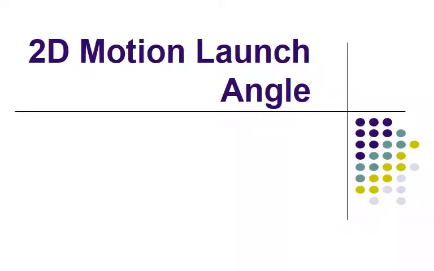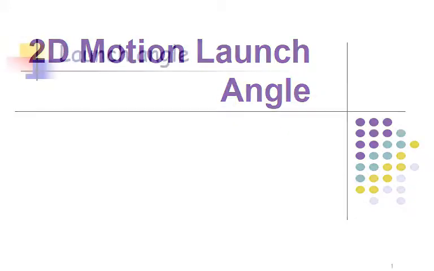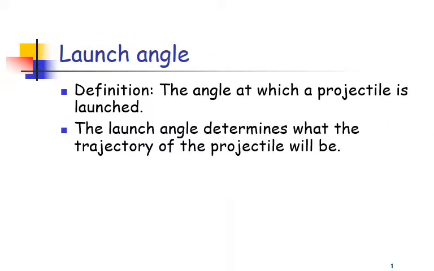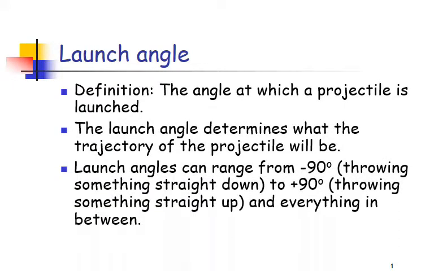Okay, so now we're going to take a look at when we have motion of a projectile with a launch angle other than 0. The angle at which a projectile is launched is the launch angle, and the launch angle determines what the trajectory will be. It can be anywhere from straight down to straight up, and anything in between, really. The launch angle of 0 counts, but now we're going to look at when we have a launch angle other than 0.